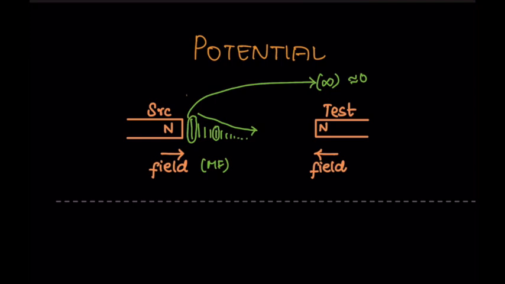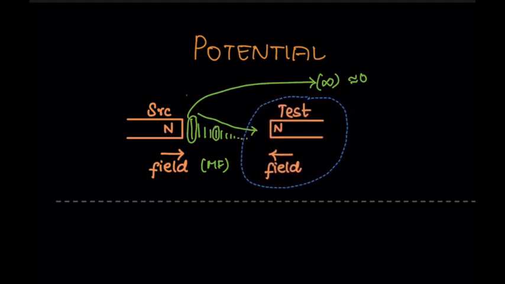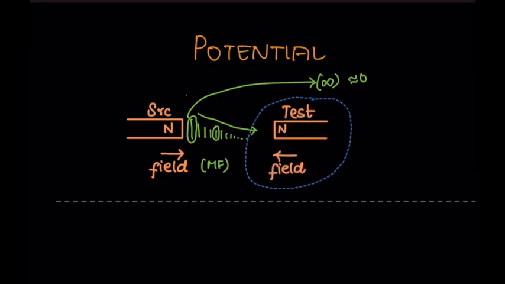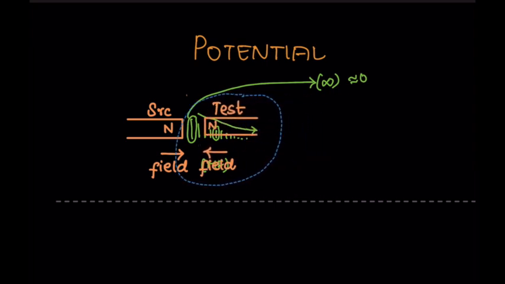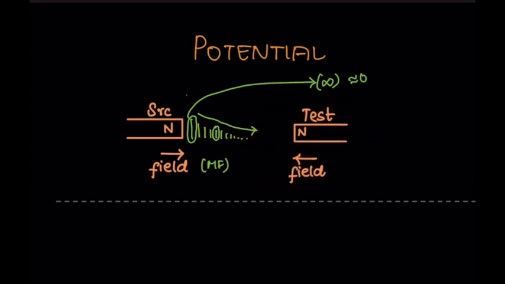So now if I take a test magnet and if I try to move it closer to the source magnet, then essentially I need to do more and more work. So technically I can term it as work has to be done by an external agent in order to move this particular test magnet from a lower potential region to a higher potential region. So I hope the concept of potential at a given point is clear.